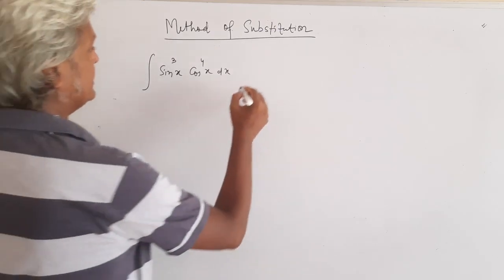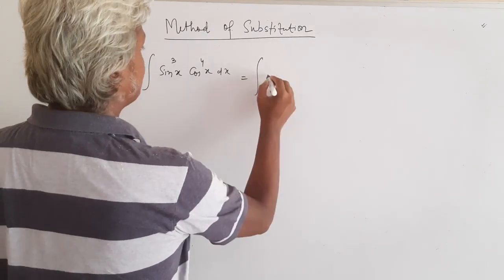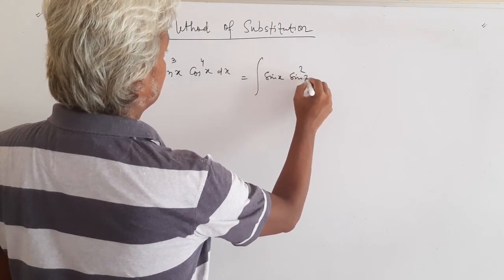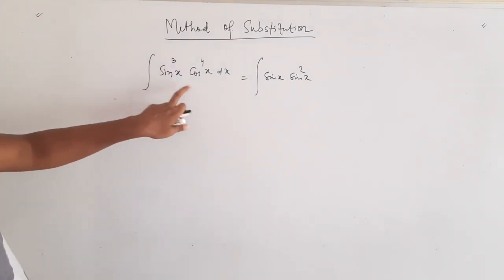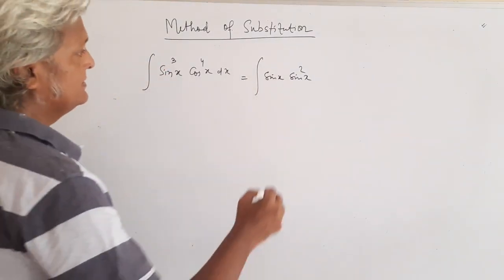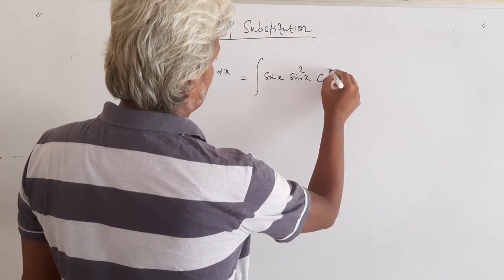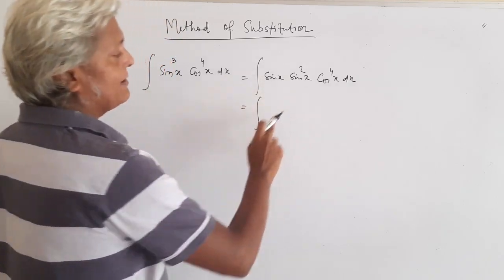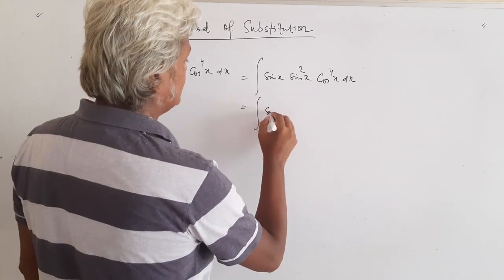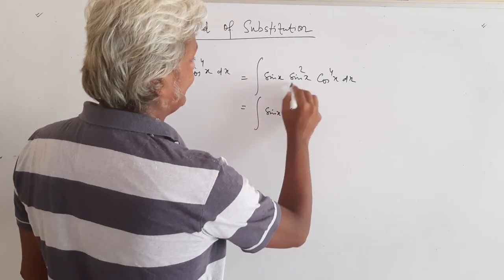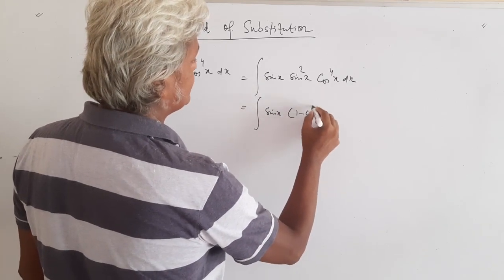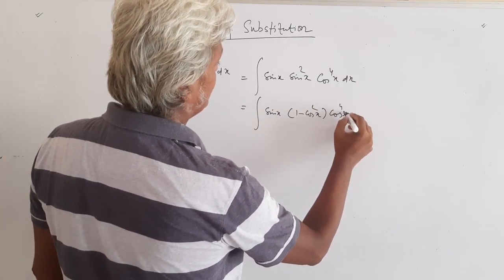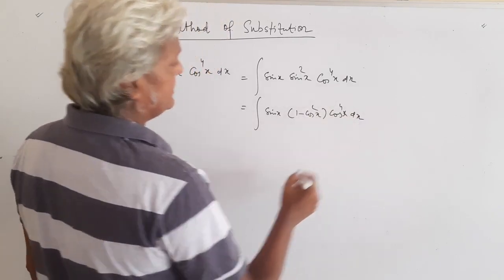In this condition, it is better to keep one sin x out and keep the remaining sines as they are. Like sin cube x, we write it as sin x and sin square x, and then cos to the power 4x dx. Now you know that sin square x can be converted into cos square x, so you write sin x, and in place of sin square x you write 1 minus cos square x, and cos to the power 4x dx.